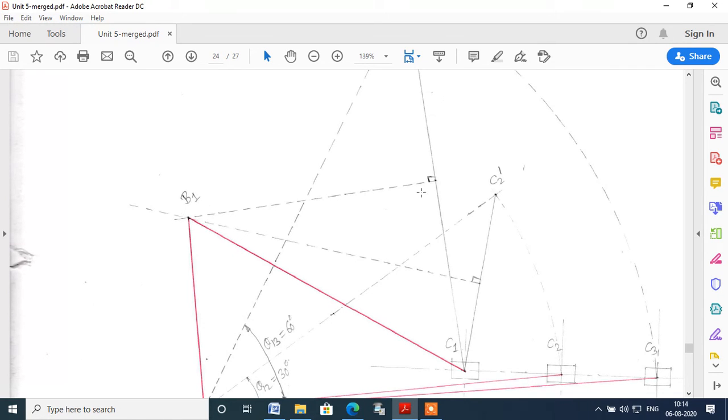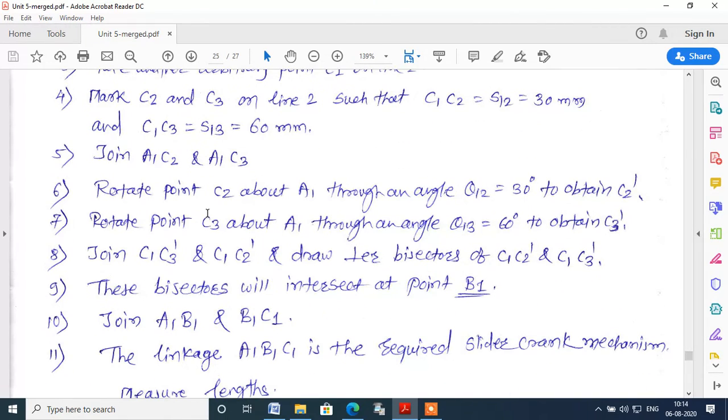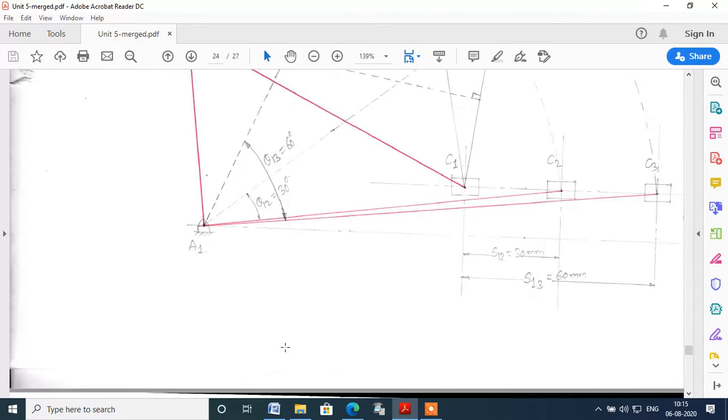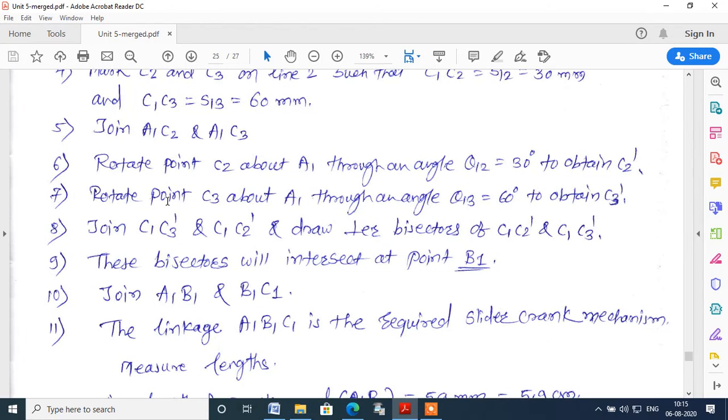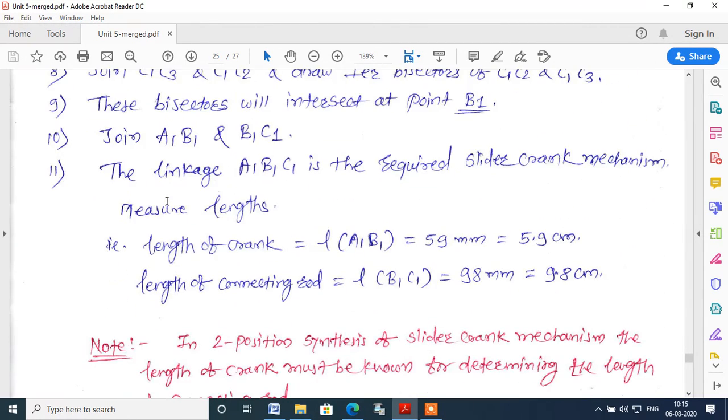These perpendicular bisectors intersect at some point, mark that point as B1. So I have marked that point as B1. The bisectors will intersect at point B1. Then join A1 B1 and B1 C1. Join A1 B1 with a dark line, then B1 C1 with a dark line. So A1 B1 represents the crank, whereas B1 C1 represents the connecting rod. Okay, so this way you can synthesize the slider crank mechanism.